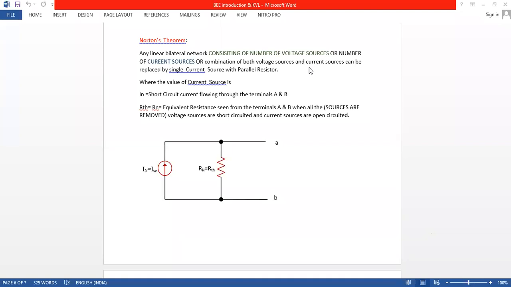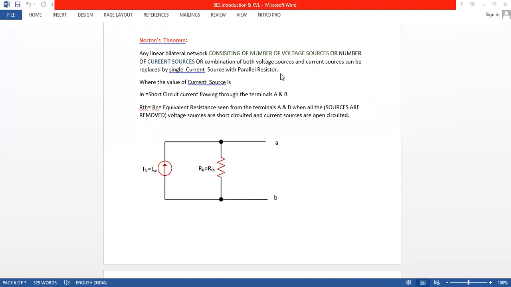So after the introduction of Thevenin's theorem, Norton has introduced a new theorem. So what is he trying to explain? The statement is similar. Any linear bilateral network consisting of a number of voltage sources or current sources or a combination of both voltage source and current source can be replaced by a single current source with parallel resistor.